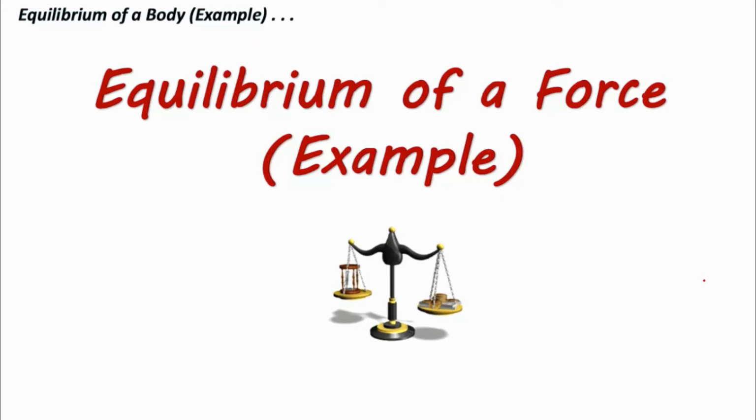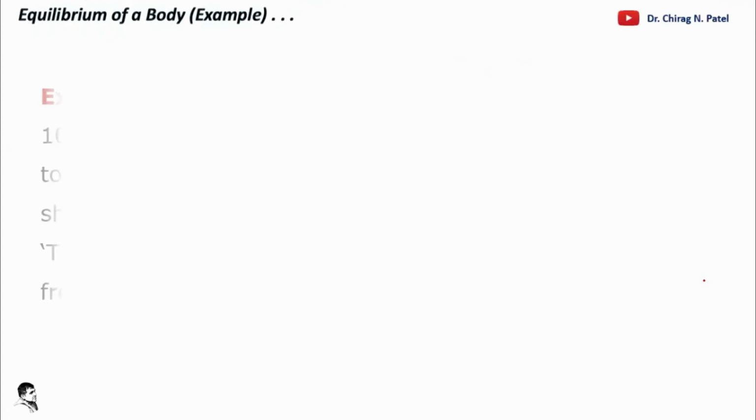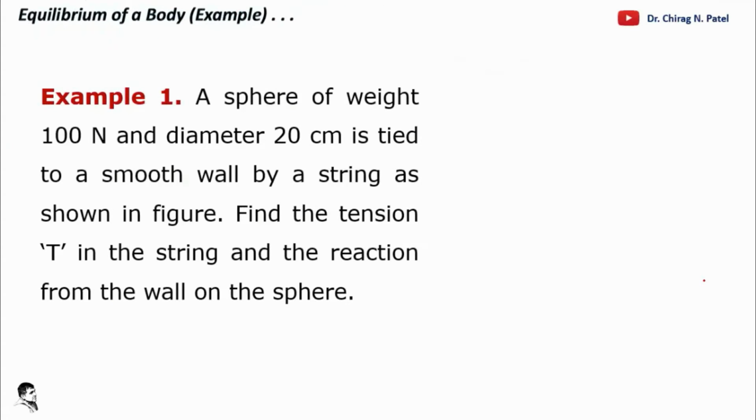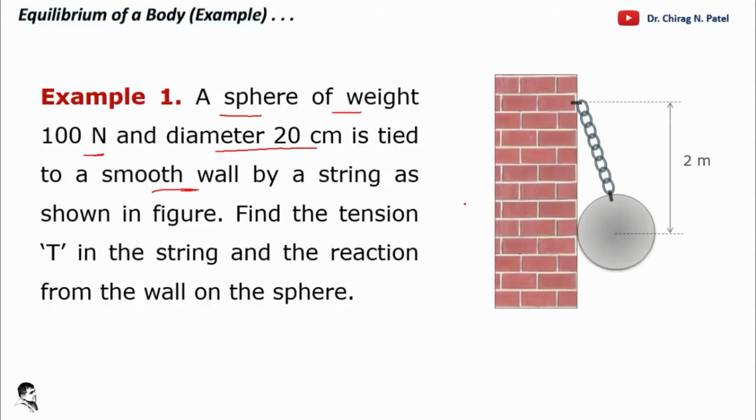Now look at the example of equilibrium. Let us take example number 1. In this example, a sphere of weight 100 Newton and diameter of 20 centimeter is tied with a smooth wall by a string.